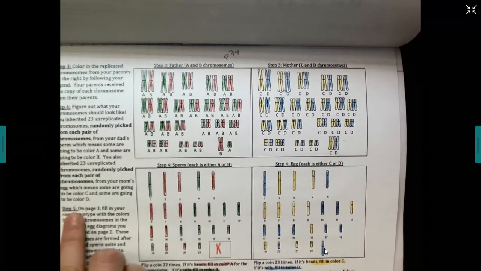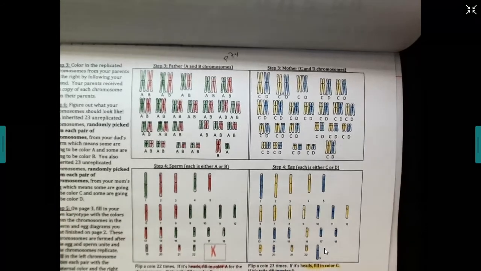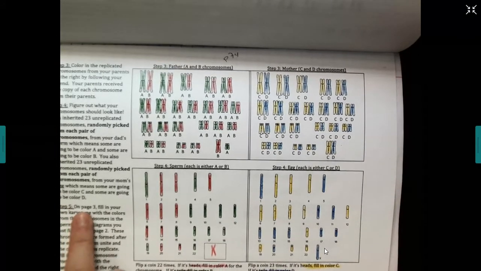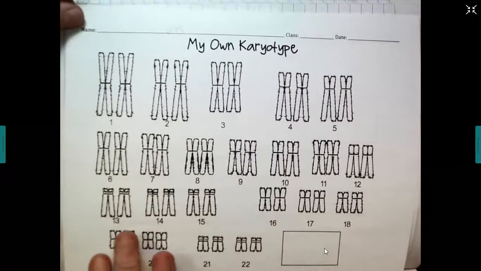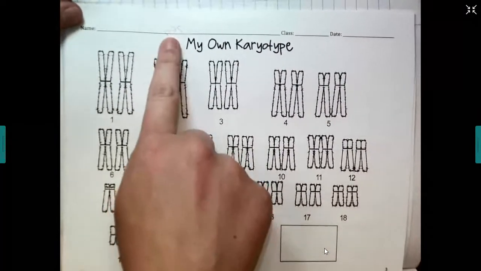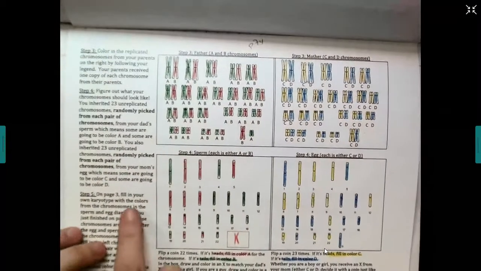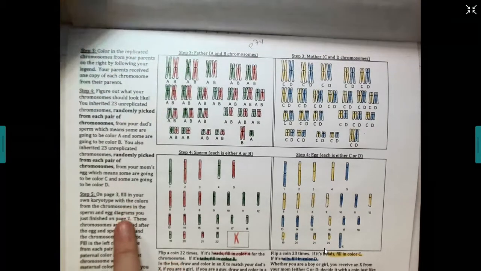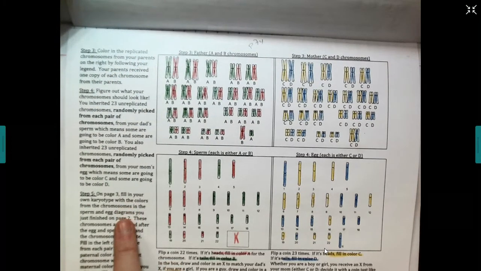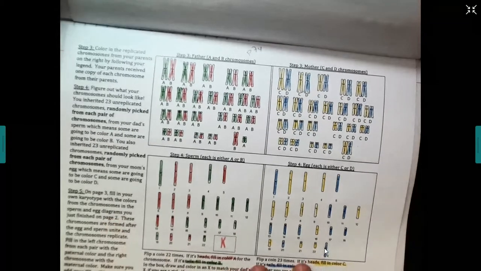Part 2 is starting right here, step 5. So what we're going to do is on page 3, the third page of this, which for us is going to be packet page 75. On packet page 75, we're going to fill in our own karyotype with the colors from the chromosomes in the sperm and egg diagrams you just finished here on page 2.